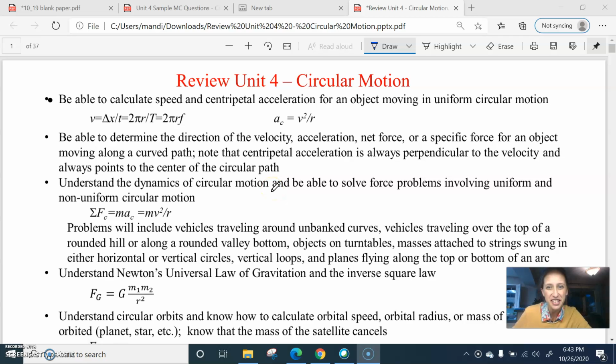All right, let's get ready for this test. Okay, bullet point number 1, you need to be able to calculate speed, which is symbolized by v. Sometimes we say velocity, even though we know those are different.